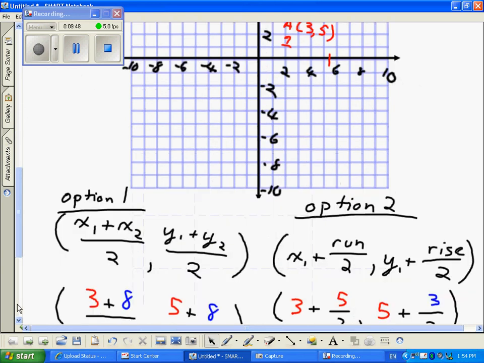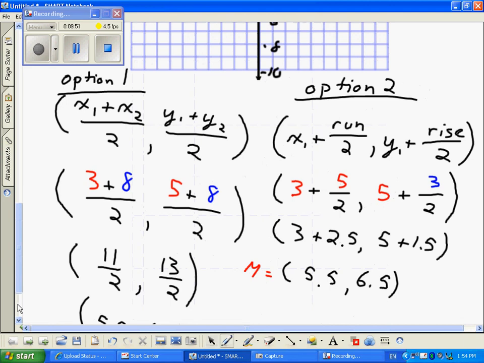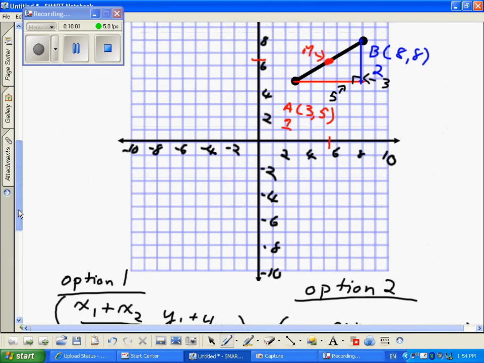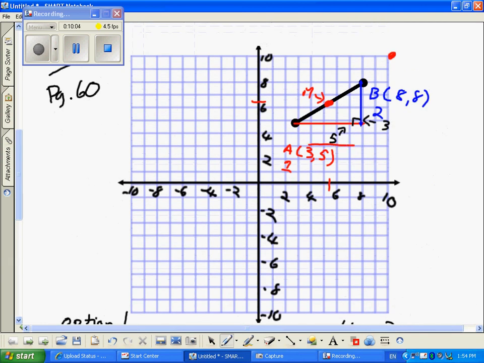What we are doing with this formula is starting at a point, x1 and y1. That's our A, and we're going in the direction of the other point, B. I know the direction to B is positive for the rise, so I'm going to add the rise divided by 2. The direction to B is also positive for the run, so I'm going to add the run over 2.